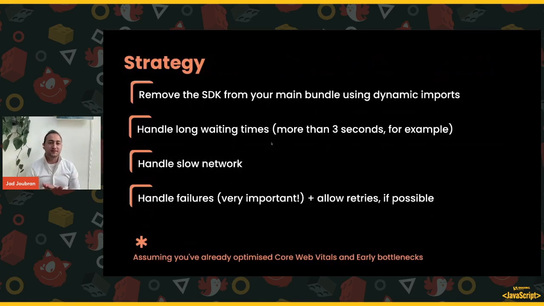So what's the strategy here? Well, the most important thing you can do is remove the SDK from your main bundle. So you want to remove the static imports and replace those with dynamic imports. You want to use import as a function, because the moment you use import as a function, you are removing the SDK from your main bundle. So your main bundle goes down from 700 kilobytes to, let's say, 200 kilobytes, because you remove this 500. We still load it later, but this allows your website to load faster.